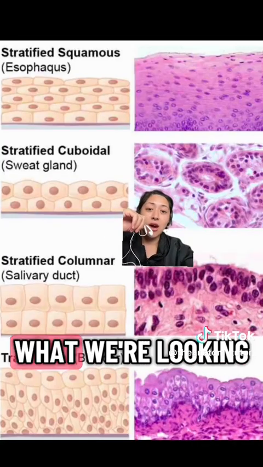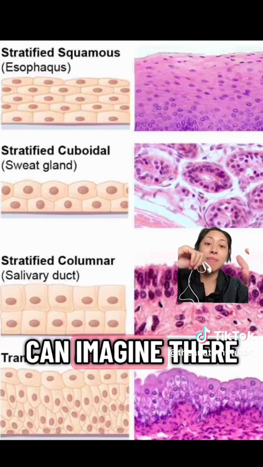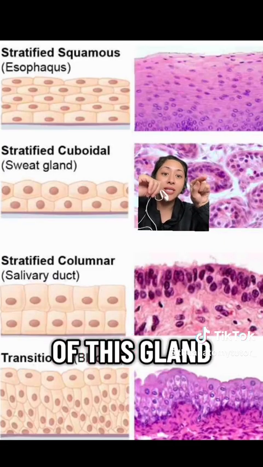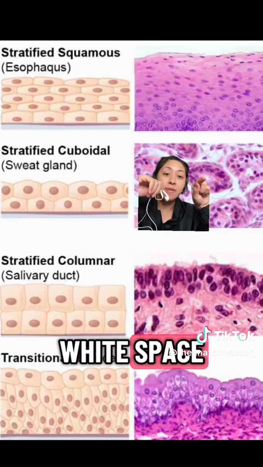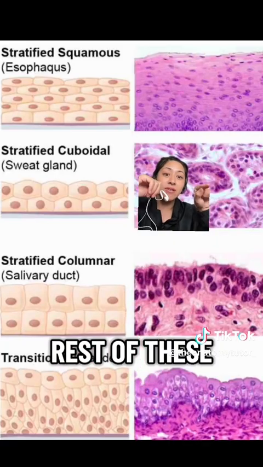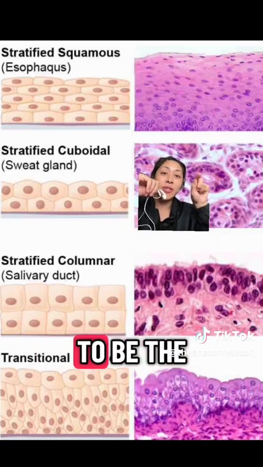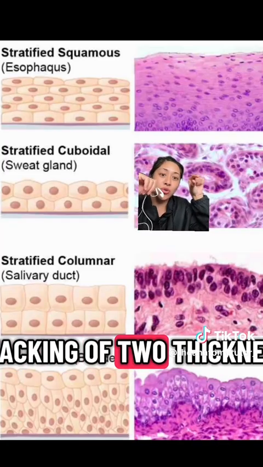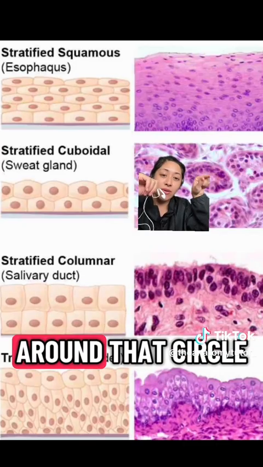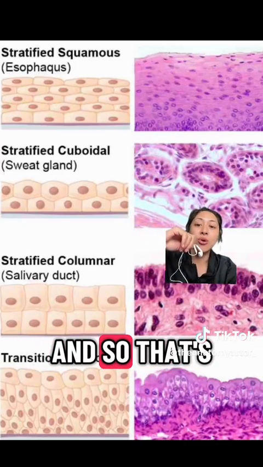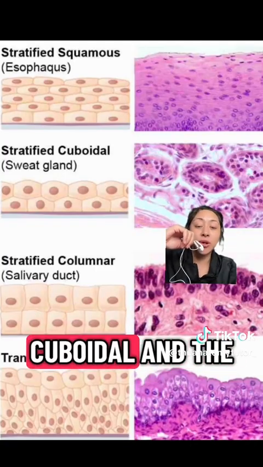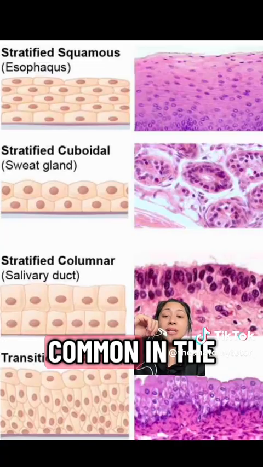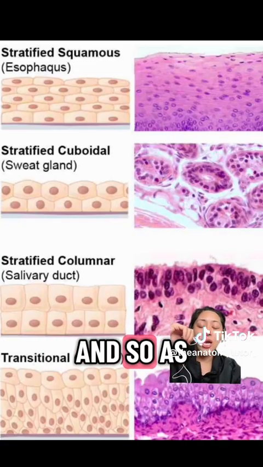histology slide. What we're looking at is a gland, and so you can imagine there is going to be a lumen in the middle of this gland, as you can see with that white space, and then the rest of these cells are going to be the cuboidal cells, and you can see there's a little bit of stacking of 2 thickness around that circle of the gland, and so that's where we would see the stratified cuboidal, in the sweat glands.